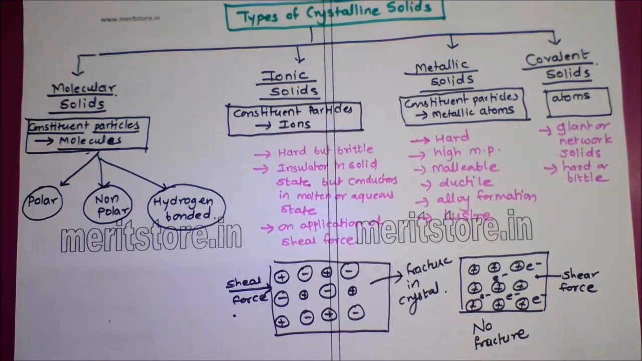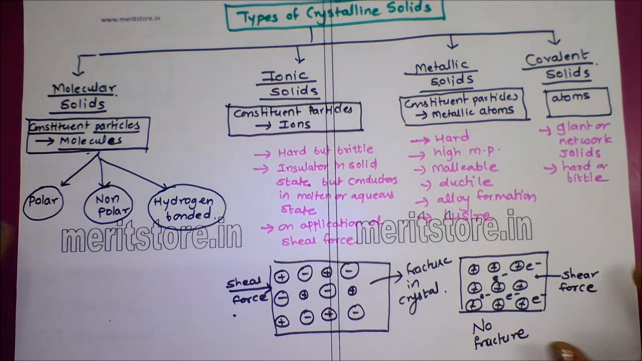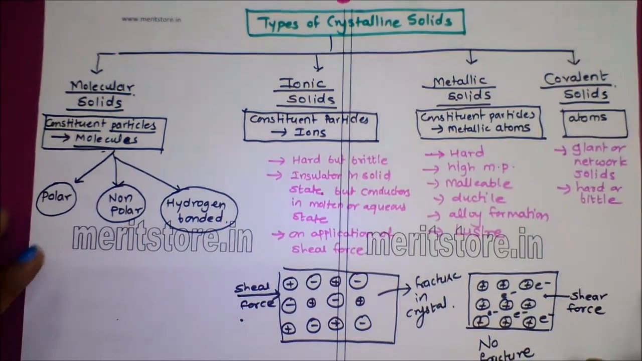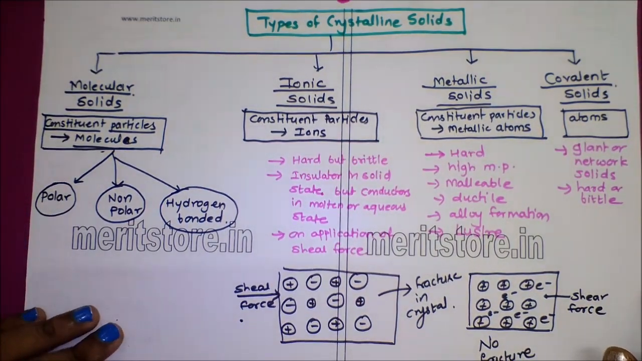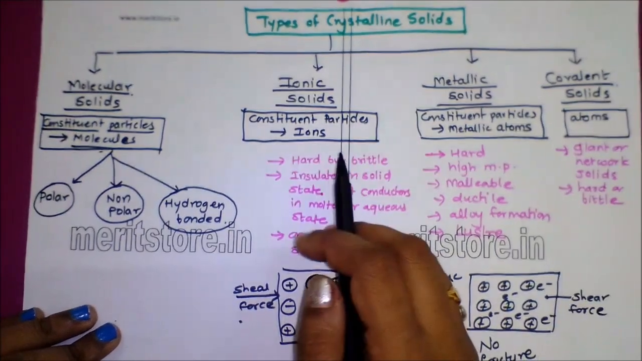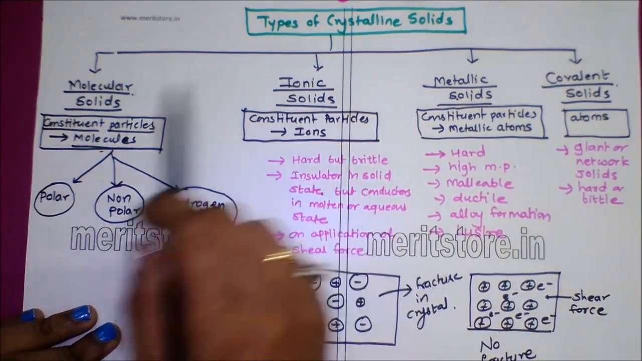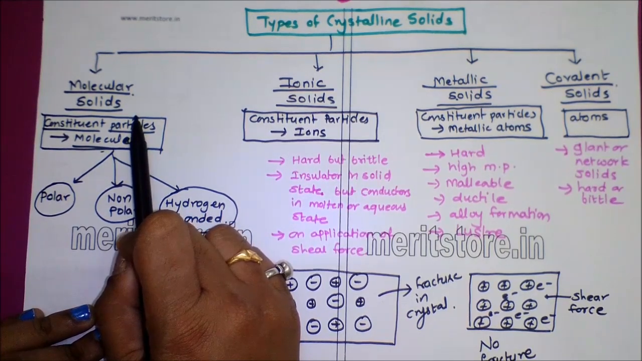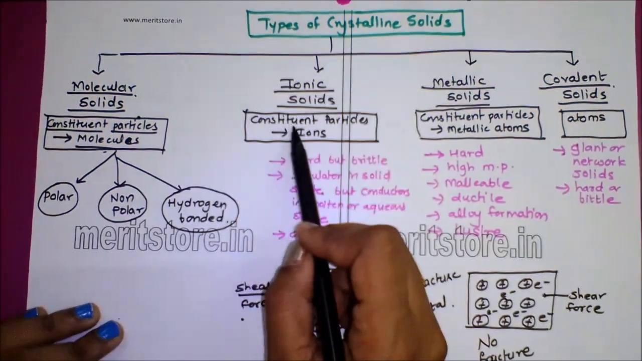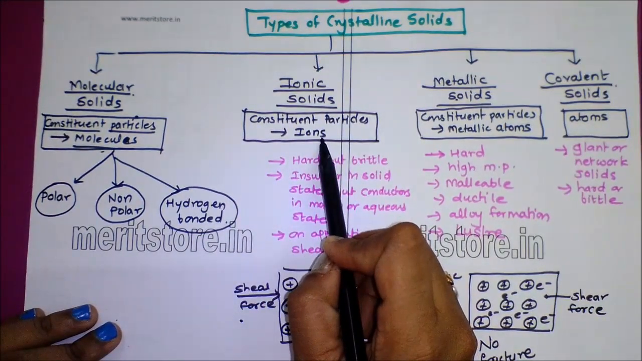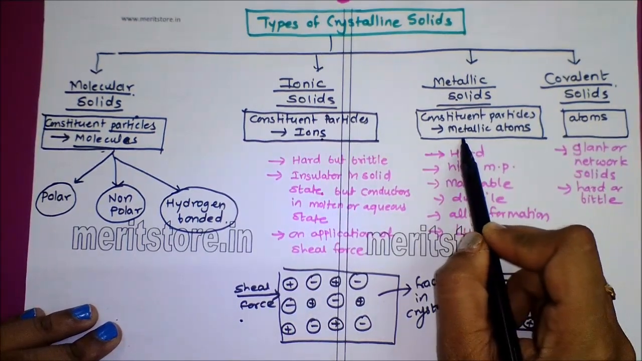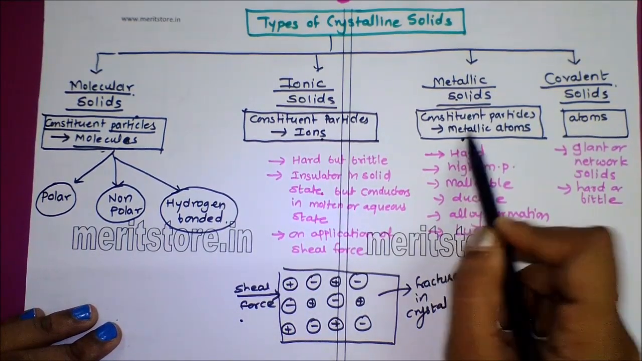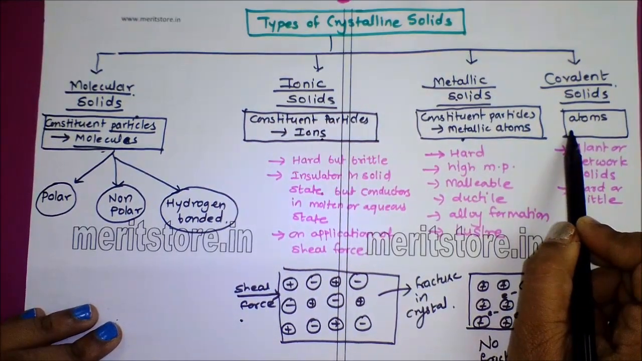Next we'll be talking about the different types of crystalline solids. Crystalline solids are classified into 4 types depending on the constituent particles. If the constituent particles are molecules, we call them molecular solids. Here the force of attraction between the particles will be molecular forces. If the constituent particles are ions, we call them ionic solids. If the constituent particles are metallic atoms, we call them metallic solids. And if the constituent particles are atoms, we call them covalent solids.